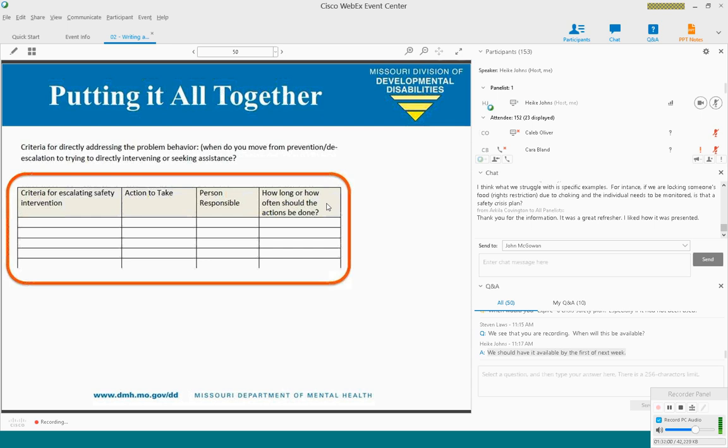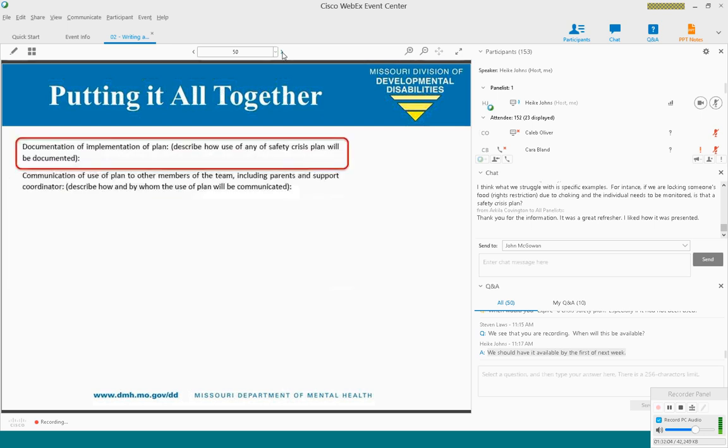And then the last parts of the safety crisis plan template that's included in the directive is how are you going to document that you've implemented this plan? So how are you going to use it? How are you going to document that you have used it? Where will it be documented? And finally, how are you going to communicate the use of the plan?